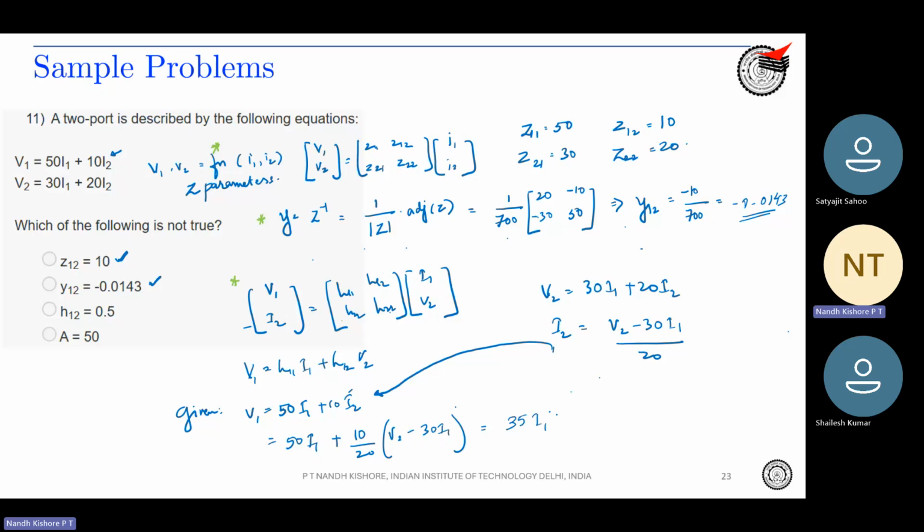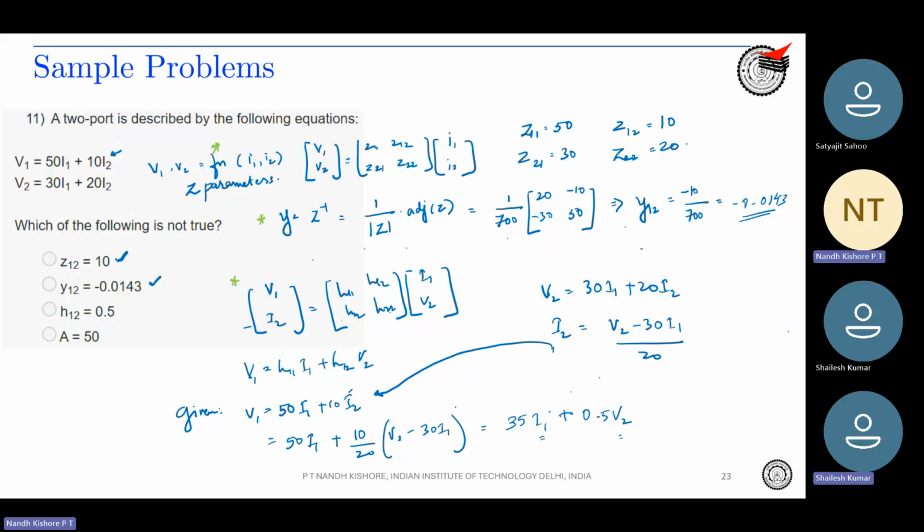35 I1 plus 0.5 V2. Is this correct? V1 is equal to 35 I1 plus 0.5 V2. So we have brought it in terms of I1 and V2. You see, H12 is basically 0.5. Okay, so this is also correct.